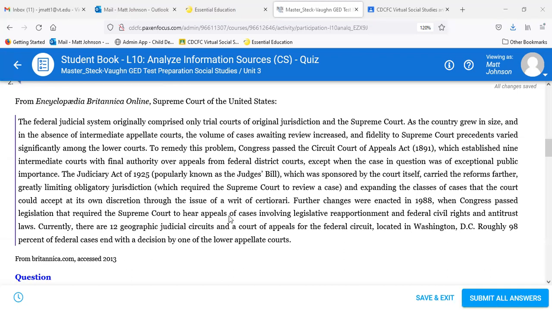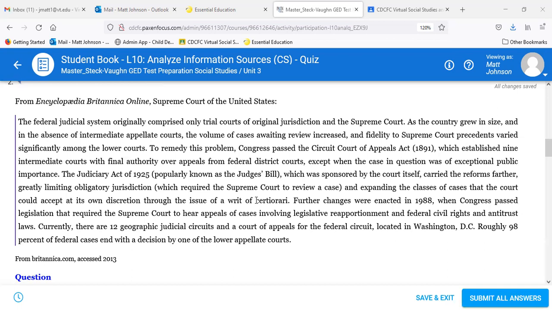Certiorari. Okay. Best guess for me is certiorari. Let's keep going.